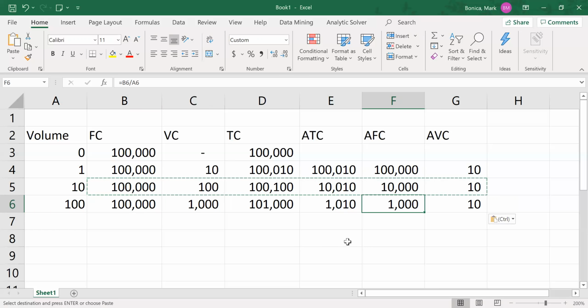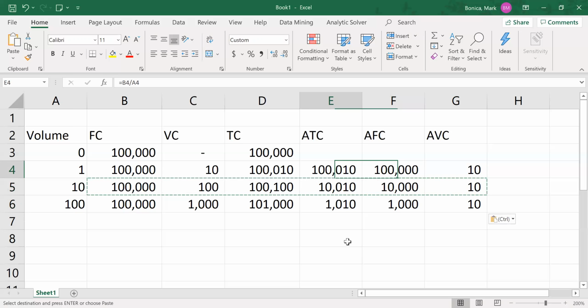Oh, I forgot to say. Over here, average fixed costs. When we did 1, it was 100,000. When we did 10, it was 10,000. When we did 100, it's 1,000. So that's pretty good, right? Average fixed cost is falling as we increase our volume.